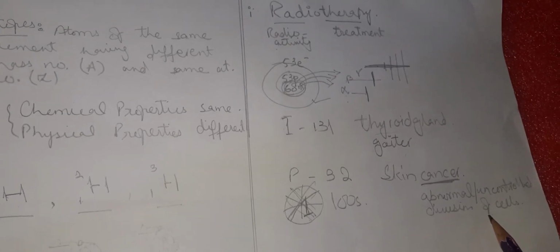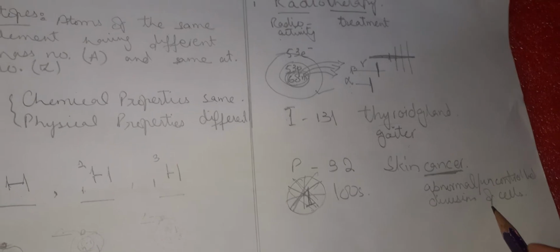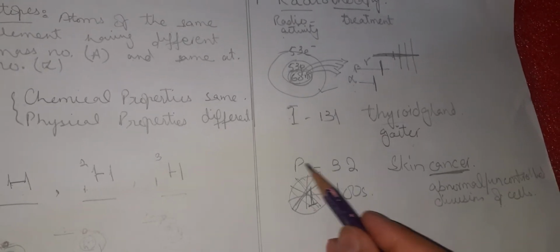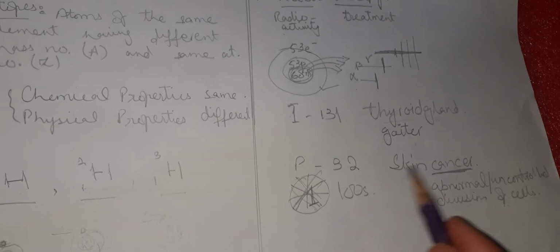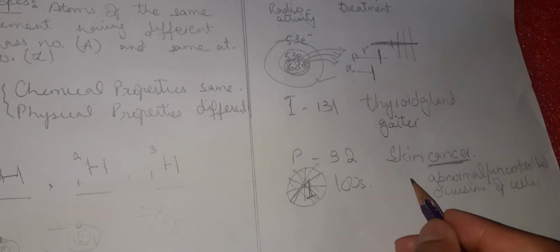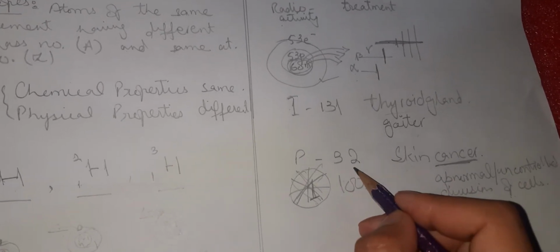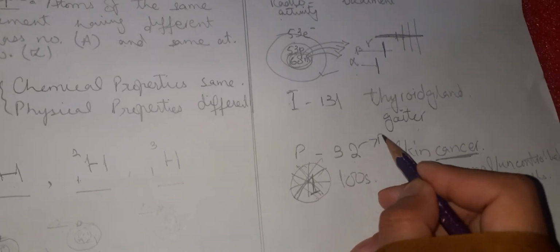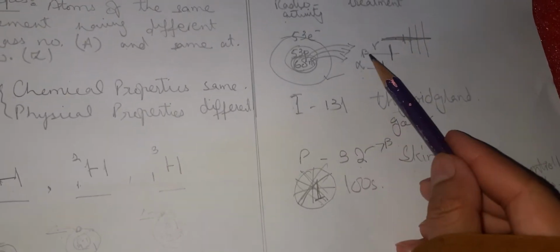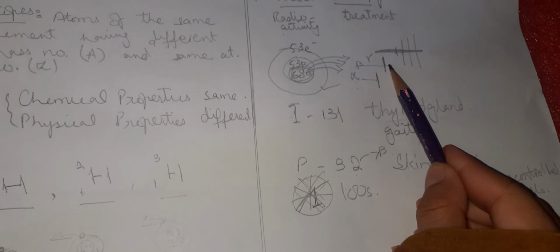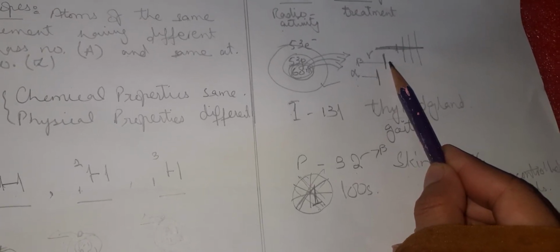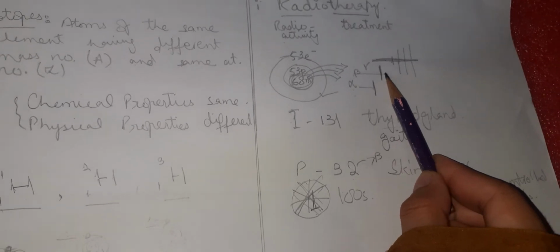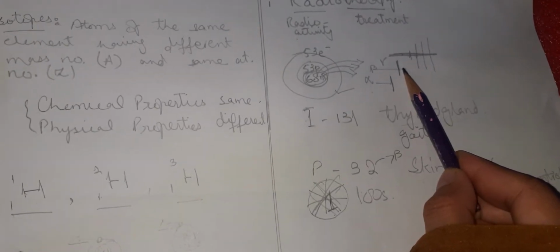Radioisotopes are the unstable isotopes of certain elements. For example, phosphorus 32. Phosphorus 32 is only used for skin cancer. Why is that the case? Because phosphorus 32 emits beta radiations, and beta radiations have a penetrating power of only a few centimeters, that is, only up to the skin or just a bit more.